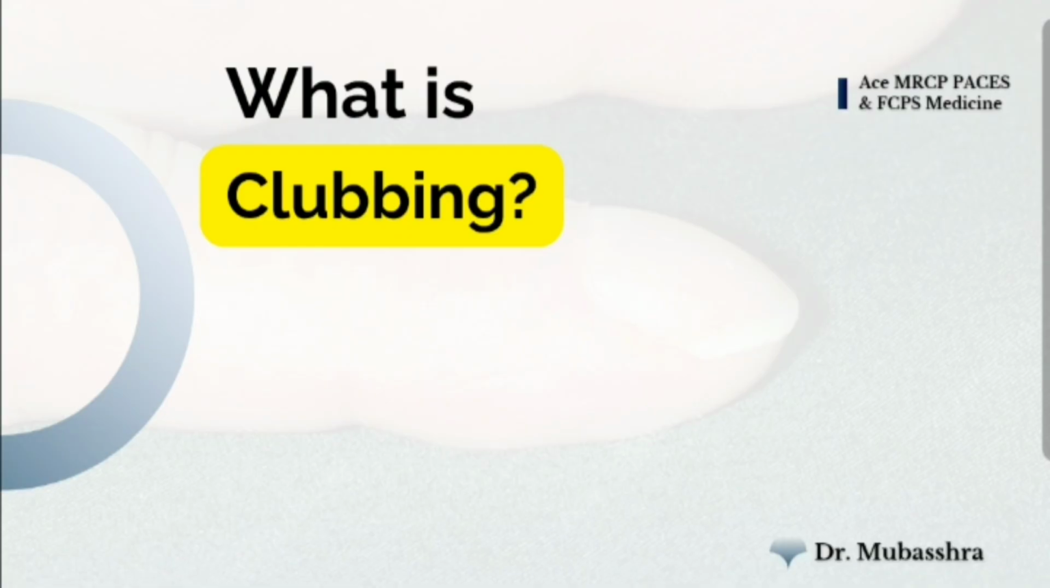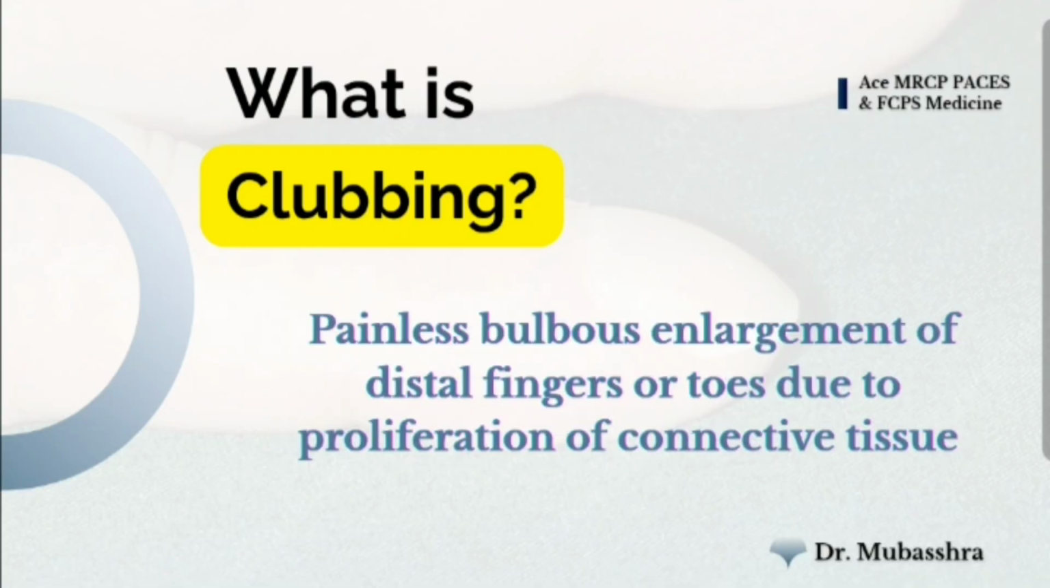What is clubbing? Clubbing is a painless bulbous enlargement of the distal fingers or toes due to proliferation of the connective tissues, particularly on the dorsal surface.